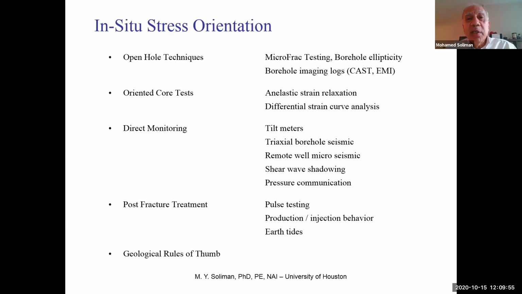In situ stress orientation is very important. There are multiple techniques to calculate it. Let us wait till we talk about testing next week. There are a lot of ways to do it. And next week we'll talk about the microfrac testing. I may add something, but I was not planning on it. But elastic strain relaxation is something very interesting that we have done previously. We'll talk about it next week.